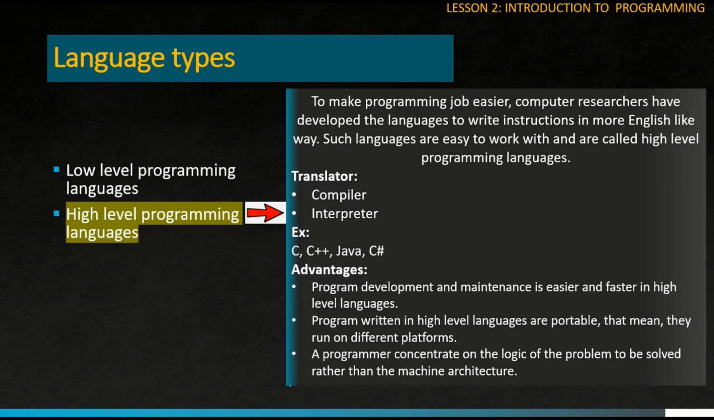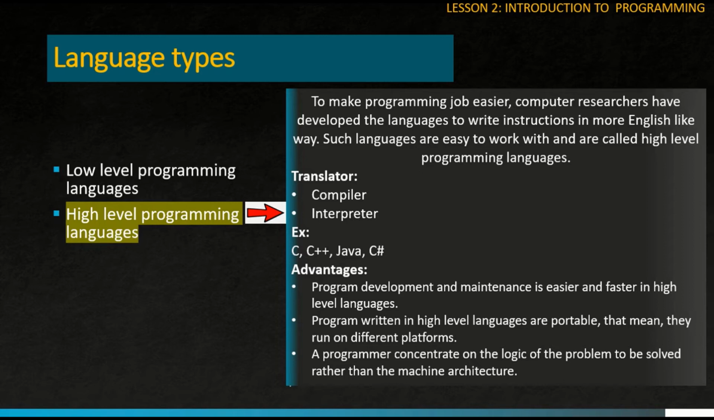Such software are called compiler and interpreter. Later on, you will learn more detail and difference between compiler and interpreter. And you will install Visual Studio that comes with a compiler. Examples of high-level languages are C, C++, Java, C#, etc.